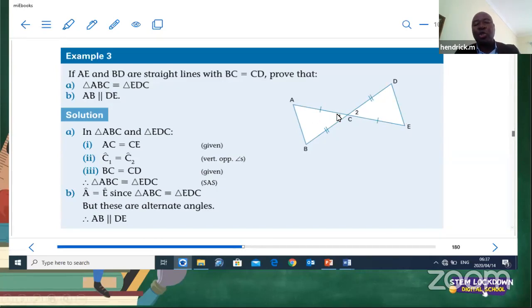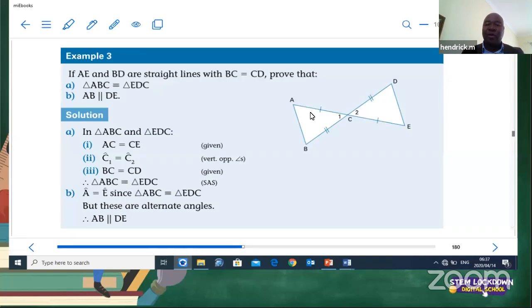But equally, if these two angles are equal, then it follows that the line AB will be parallel to the line DE. If you look at those two, angle A and angle E, those are alternate angles. Alternate angles are equal. Therefore, AB is parallel to DE because we have proved that angle A and angle E are equal, and we proved that, which follows from congruence.